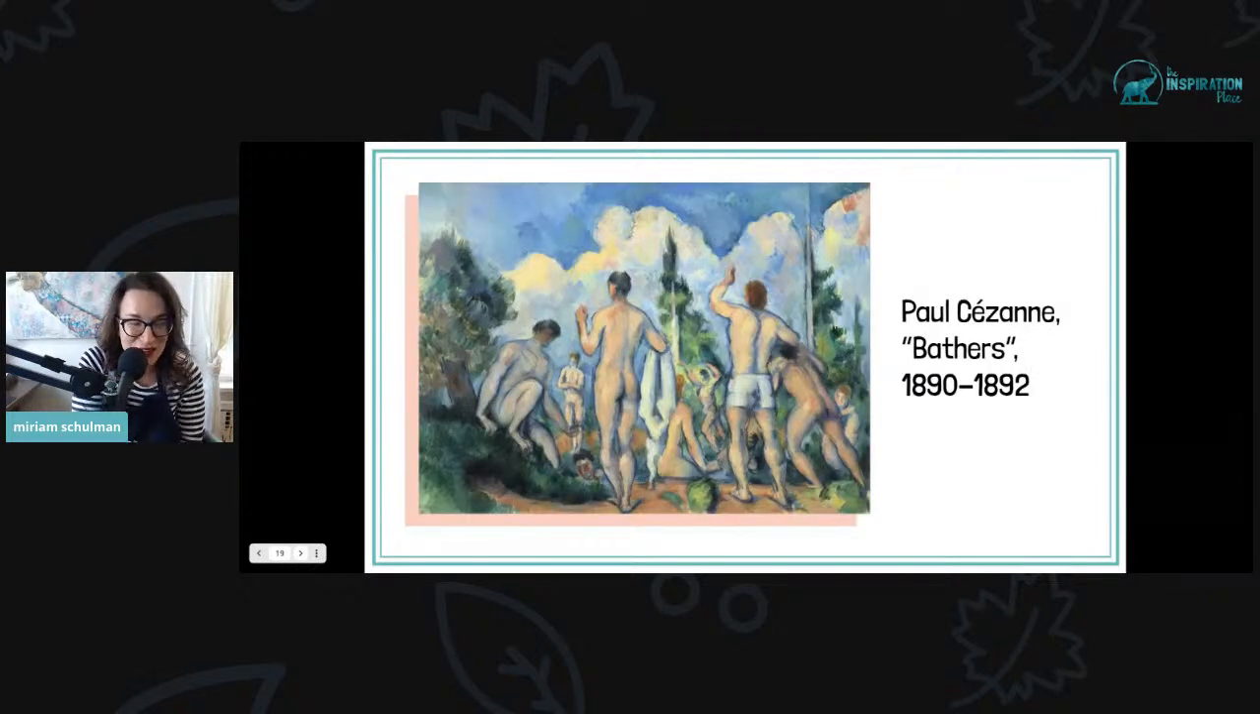Okay, and here is another great example from art history. This one's by Paul Cézanne, The Bathers.